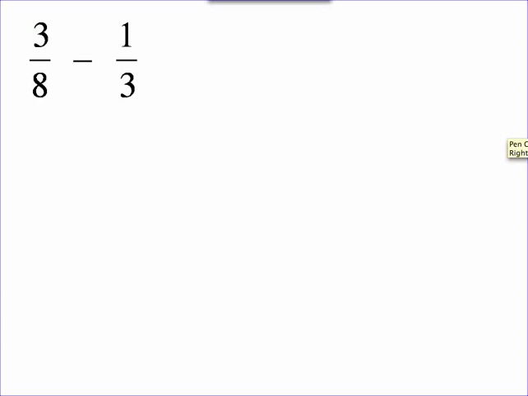What is the smallest number that both 8 and 3 go into evenly? 24. Good. Now, when in doubt, if you don't know, a good rule of thumb is just multiply the two denominators. So take 8 times 3, that'll give you 24. Might not be the smallest, but it'll give you a common denominator.